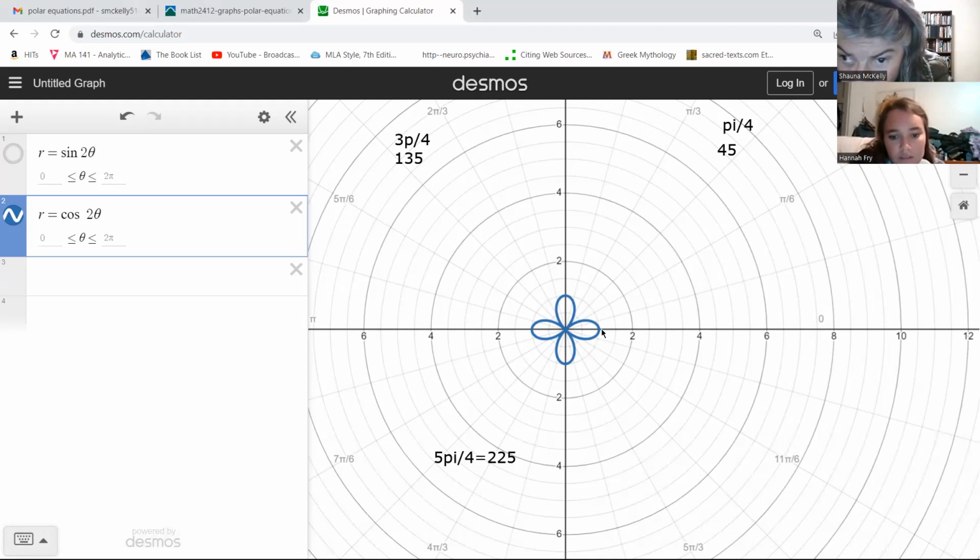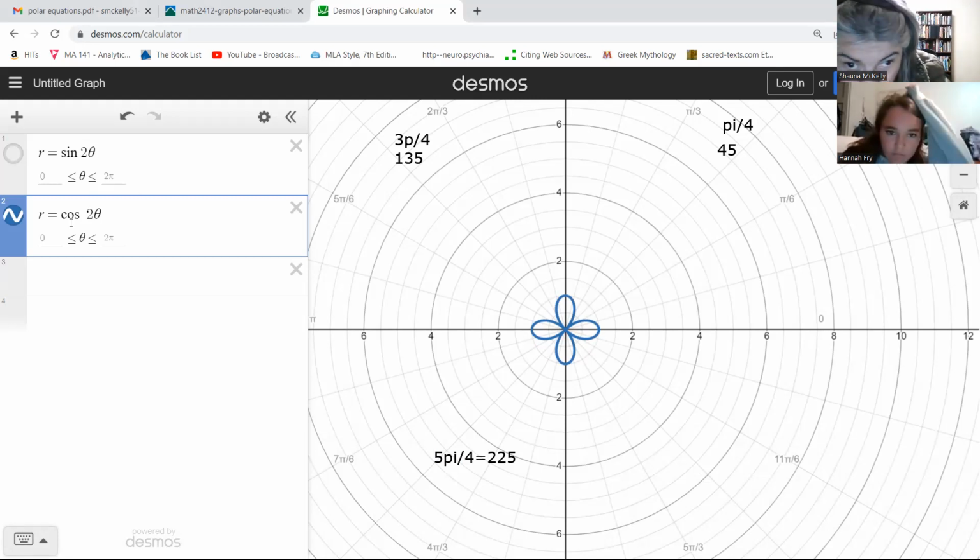So if you're doing a cosine, your first petal is going to be on the polar axis, which makes it easier to count. What you have to remember with sine is that you have to take the maximum and divide it by however many petals there are to figure out where your max is going to be. Does that make sense?